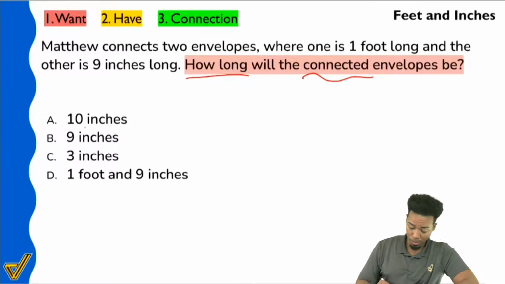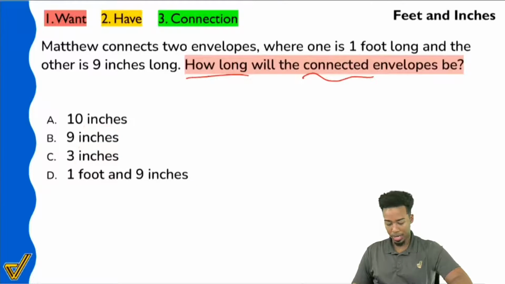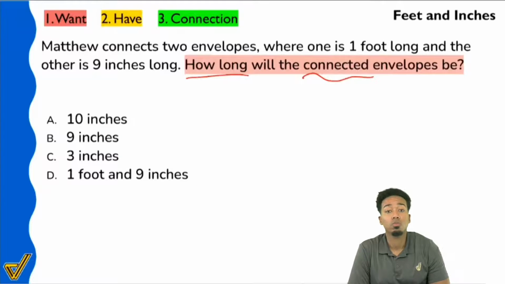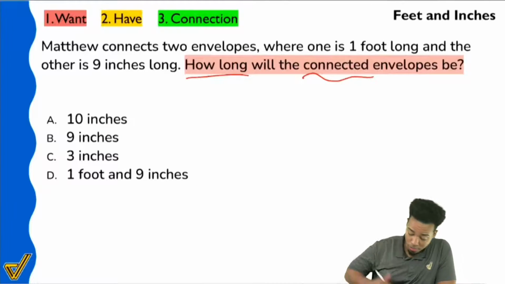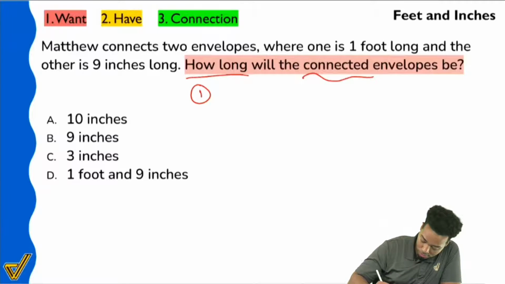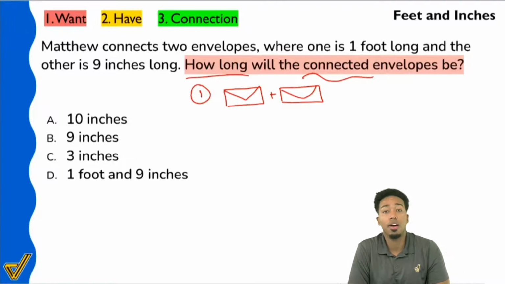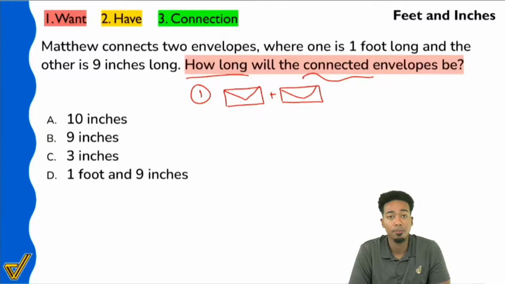And if you look at the answer choices: 10 inches, 9 inches, 3 inches, and 1 foot and 9 inches. So we want to connect two envelopes and see how long it is. That's what I want. I've got my envelope right here, plus this envelope here. That's all I want to do. I've got to figure out how long it is connected.